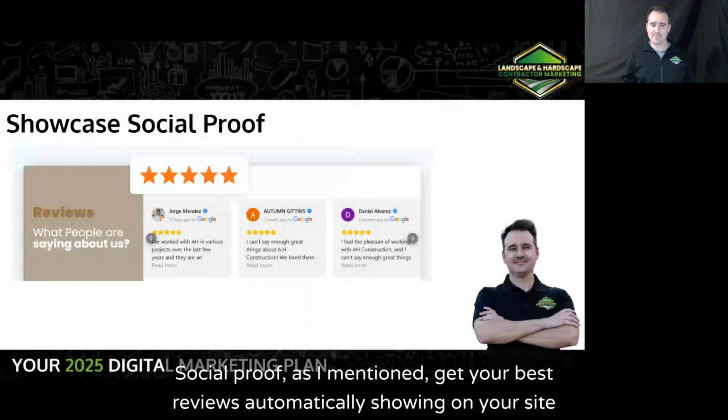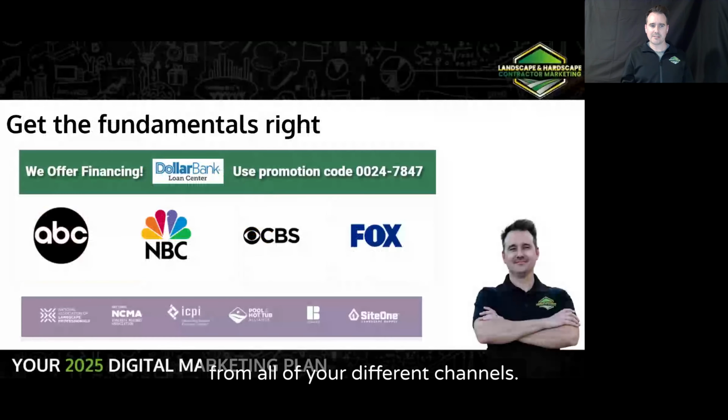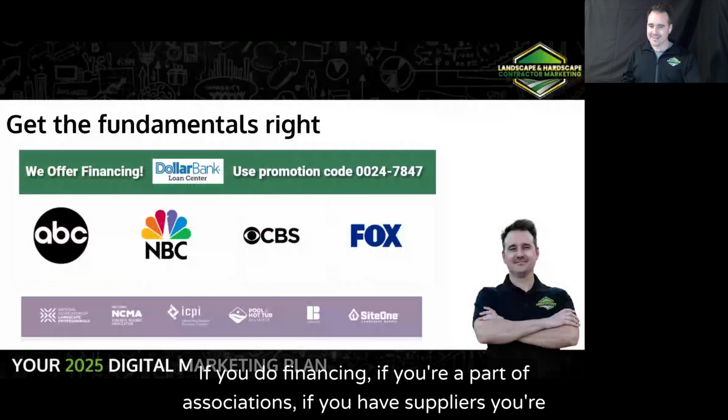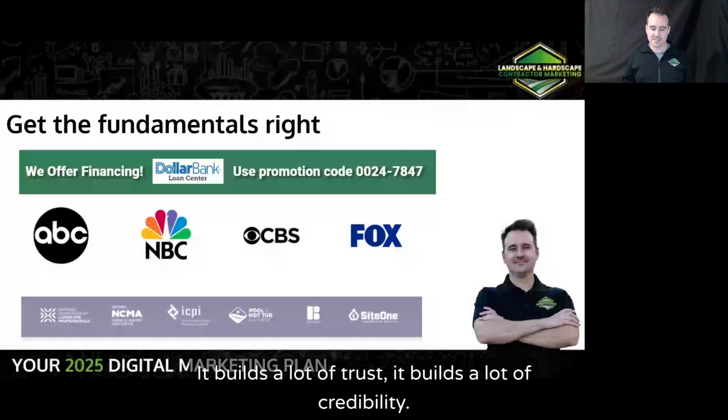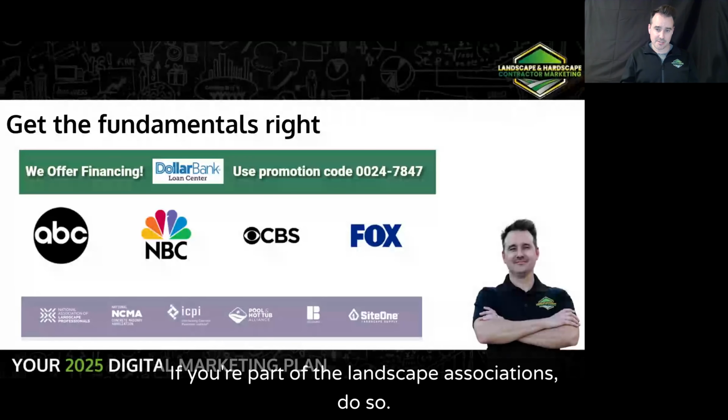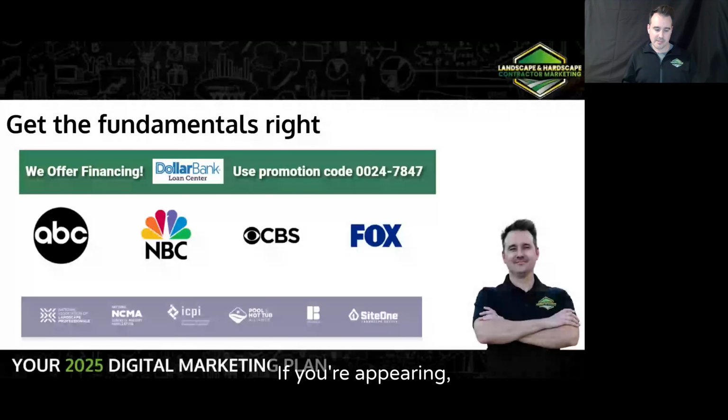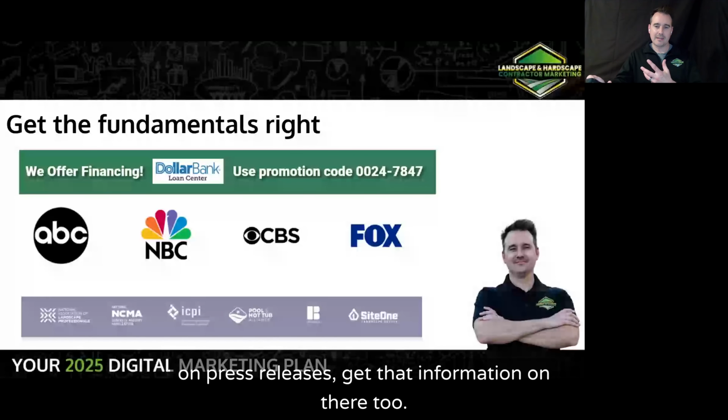Social proof, as I mentioned, get your best reviews automatically showing on your site from all of your different channels. If you do financing, if you're a part of associations, if you have suppliers you're specifically working with, get that information on your site. It builds a lot of trust, builds a lot of credibility. If you're part of the landscape associations, do so. If you're appearing on press releases, get that information on there too.